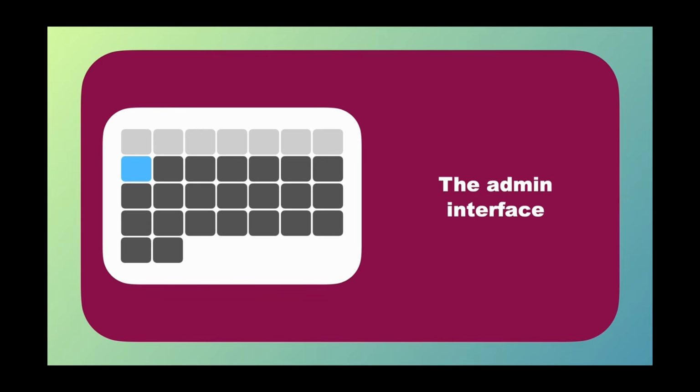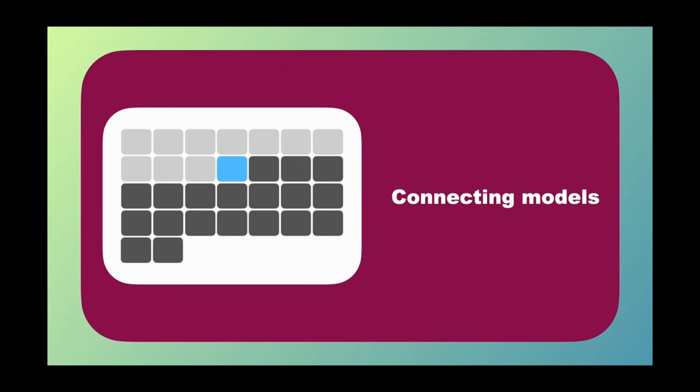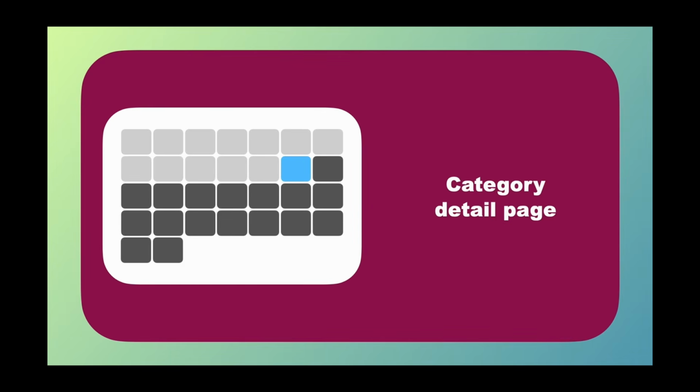Next we are going to handle the Django admin interface, learn how to get dynamic data from the database, and then we're going to add one more app to the application, and then we're going to learn about connecting models. Next we're going to list out categories and also have a detailed view for the category. And then we're going to do some optimizations by separating URL files.